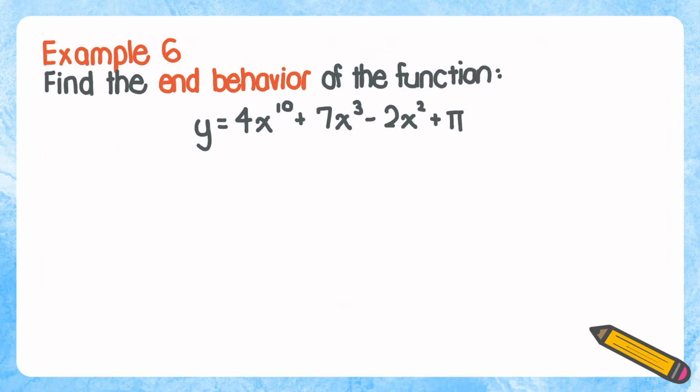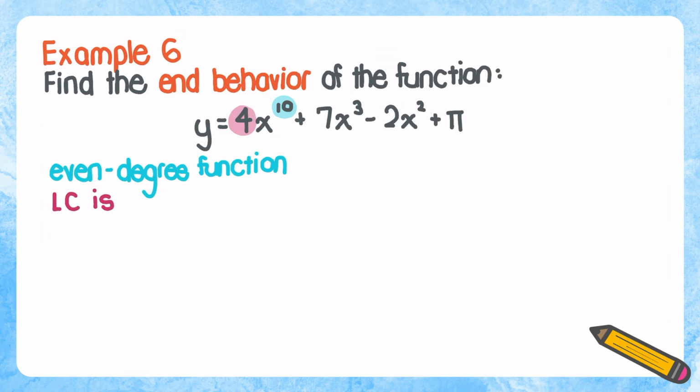The highest degree here is 10, and 10 is an even number, so we have an even degree function. So that means they're going to share the same end behavior, regardless of which end. And then the leading coefficient is 4, which is a positive number. So we have an even degree function where the leading coefficient is positive.